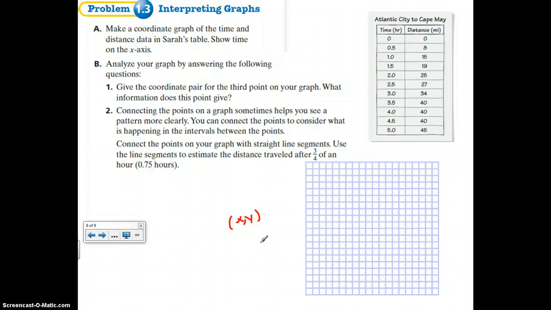Use the line segments to estimate the distance traveled after 3/4 of an hour. So how far do you think they will be between 1/2 hour and 1 whole hour? Go ahead and pause so that you can do that problem.